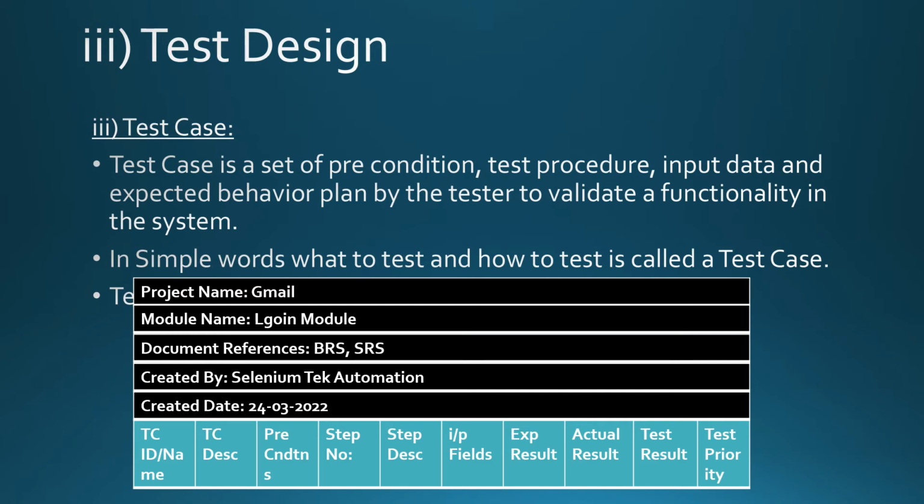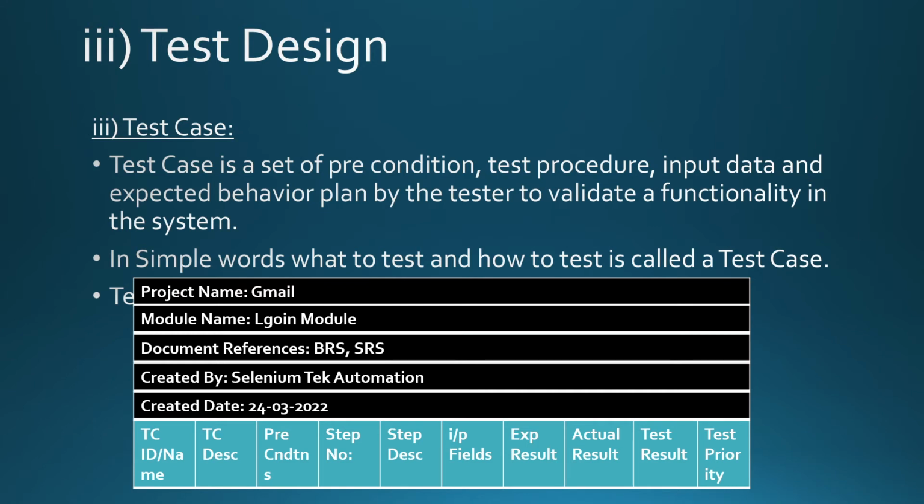So this is the document, I mean this is the test case template. I am going to show you with the help of a Gmail login module. For example, you can mention here test case ID or name, test case description, the preconditions, your step number, then the next column is step description. It will tell you what the test case is and also all the input fields where you are going to enter the details.